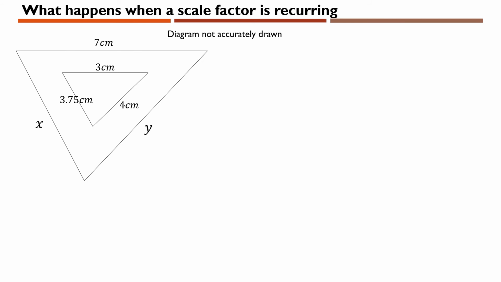So first things first is we're going to find the scale factor. The only lengths we can use that are in the same position are the 7 and the 3. So to work that scale factor out, we're going to do 7 divided by 3, which is 7 over 3. I'm going to leave it as a fraction. Now I'm just going to type that into my calculator to see what it would be, and that would be 2.3 recurring. Okay, we want to keep it accurate, so we're going to keep it as a fraction.